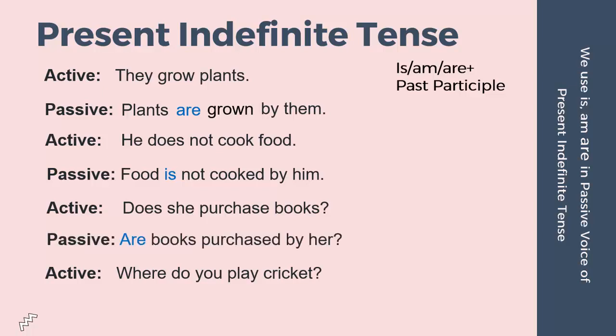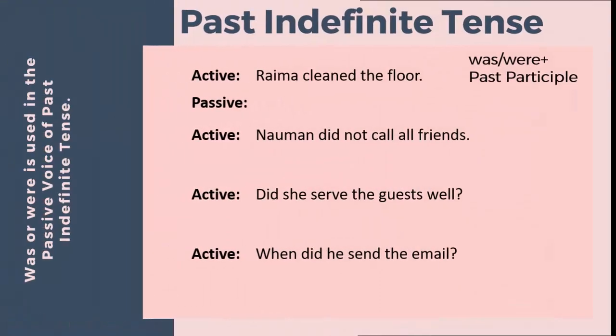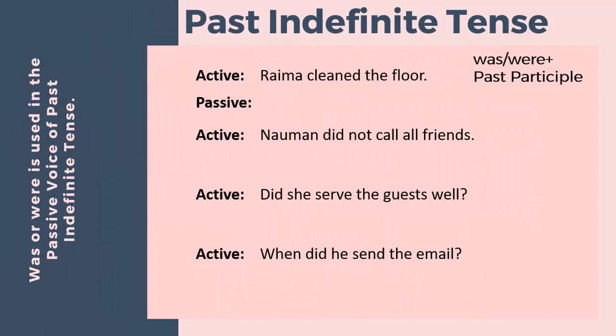Where do you play cricket? Remember, you need to be careful in case of WH words. You'll place the auxiliary verb right after WH word in the passive structure. So we'll have where is cricket played by you? So these are the examples of past indefinite tense.